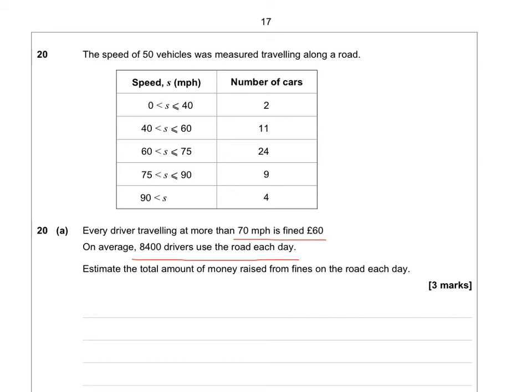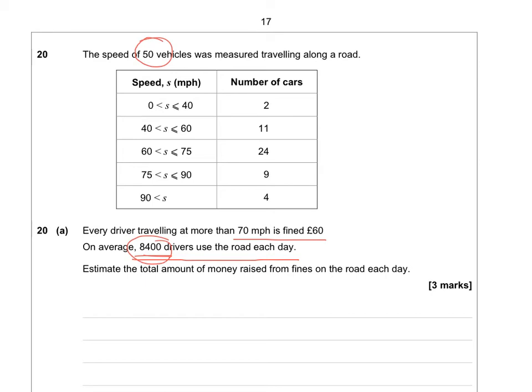So we haven't got information about all 8,400 drivers. We have information about a sample of 50 drivers and the speeds at which they were driving along a road. We use that sample and we use proportionality to work out an estimate for how many of the 8,400 drivers were travelling at more than 70 miles per hour.